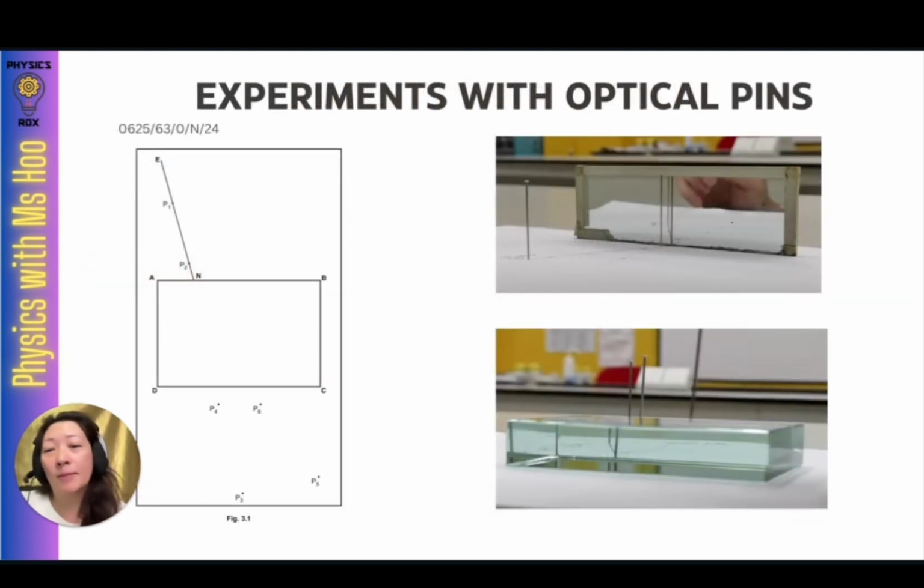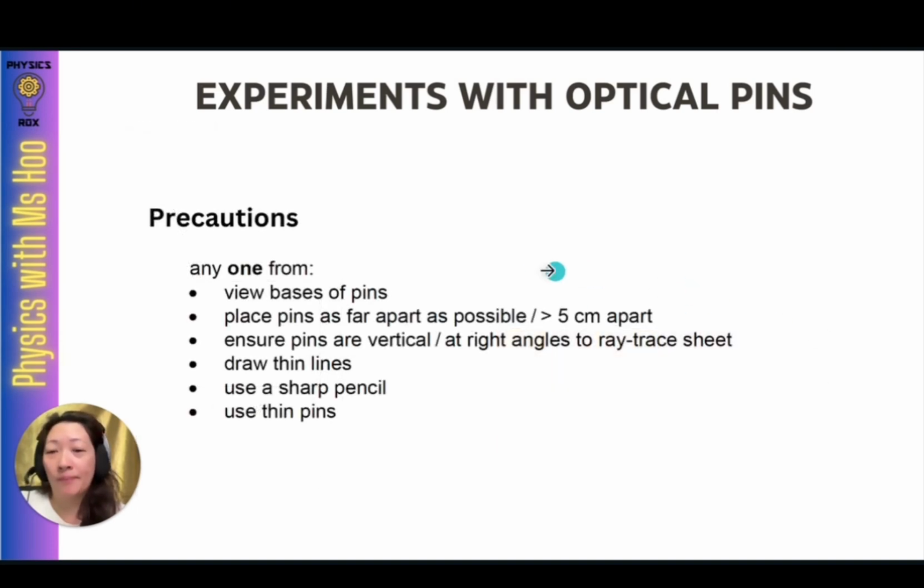Now, another common experiment that is tested are experiments with optical pins. So they could be an experiment involving a plane mirror or an experiment involving a transparent block. So a plane mirror experiment is a light reflection experiment, while a block experiment could be a refraction experiment or total internal reflection if you're using a semicircular block. Now, regardless of whether you're using a plane mirror or a transparent block, the experiments with optical pins have pretty much the same precautions. So whenever you ask for a precaution, you can use any one or more of these.